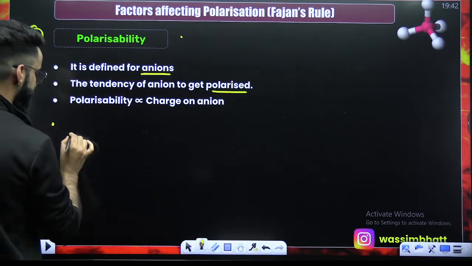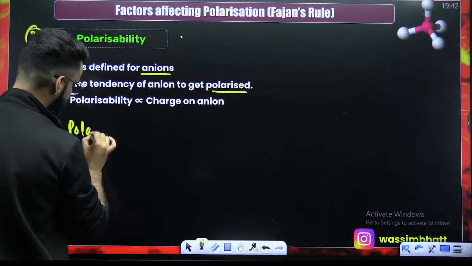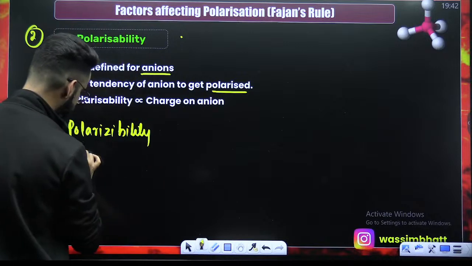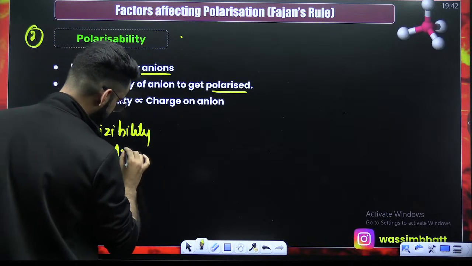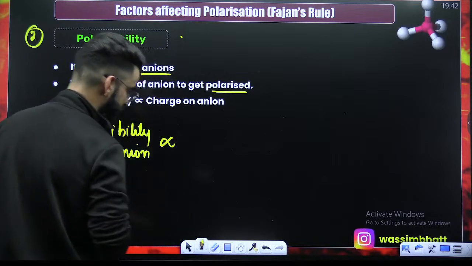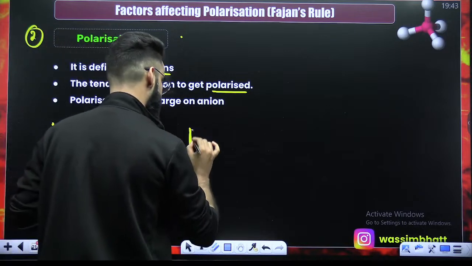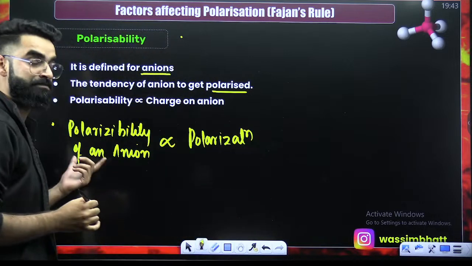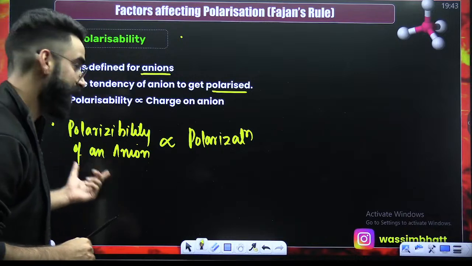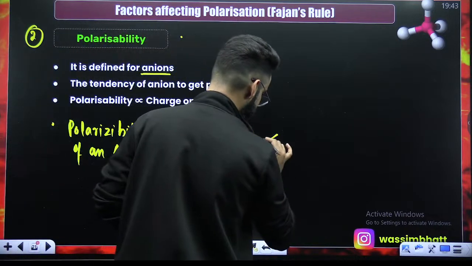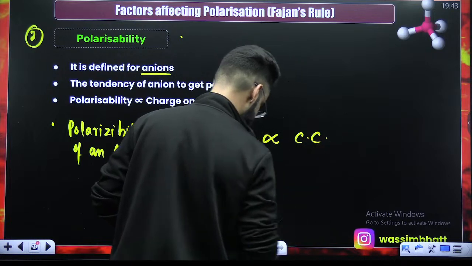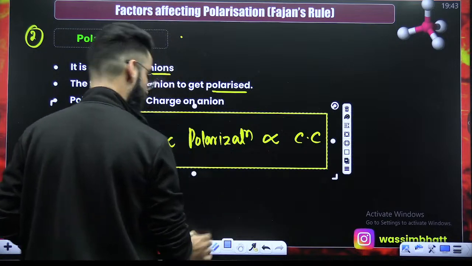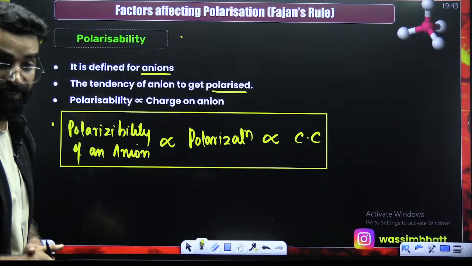I'll write it over here. Polarizability of an anion is also directly proportional to what? Polarization. The more the polarizability of an anion, the more its tendency to distort its electron cloud, hence the more the polarization. If there is more polarization, I would directly say there is more covalent character. So, covalent character in case of ionic bond is directly proportional to polarization of anion as well.